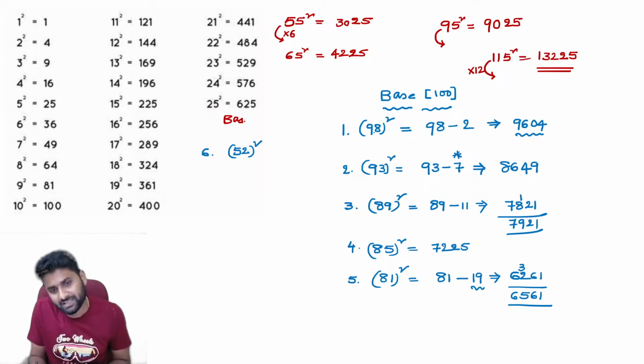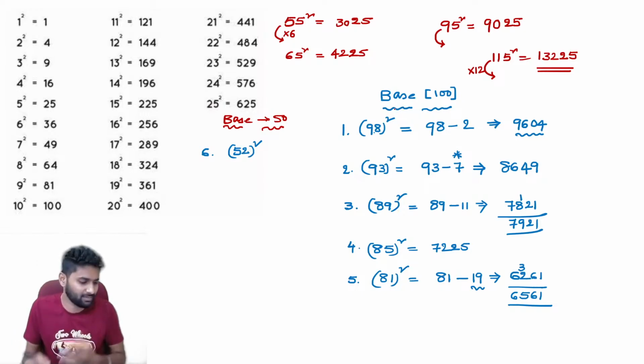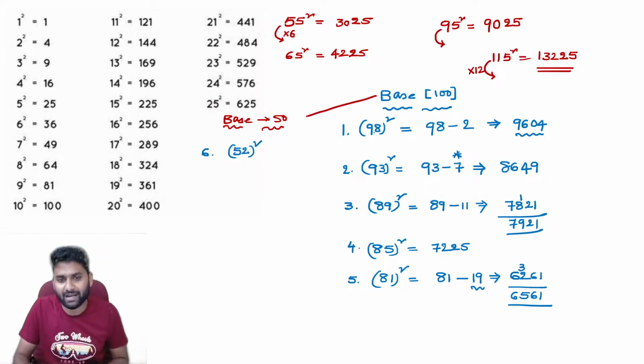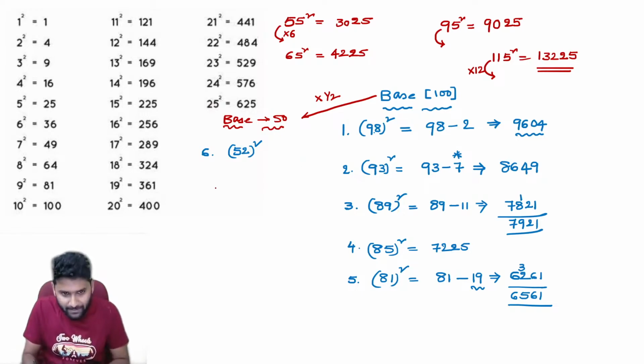Now, we are changing the base value to 50. Why? Because if you take 100 as a base value, you must know the value of 48 square. But we don't know the 48 square. As per my instruction, you have to remember only 25 squares. That's why we are changing the base. If you are changing the base to 50, then 100 becomes 50. We are dividing 100 by 2. If 100 is divided by 2, you will get 50. Now use the same format.